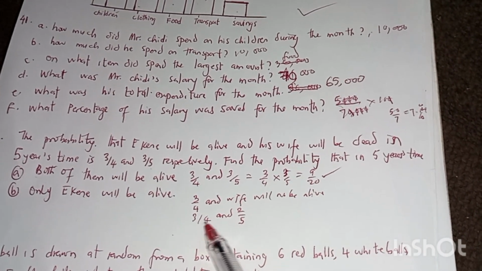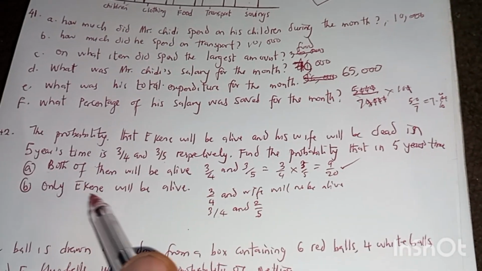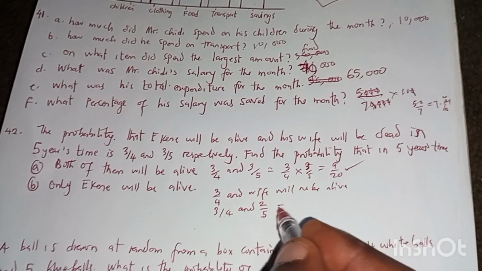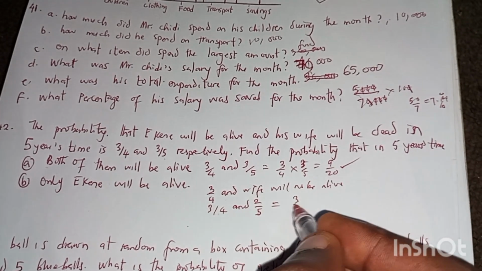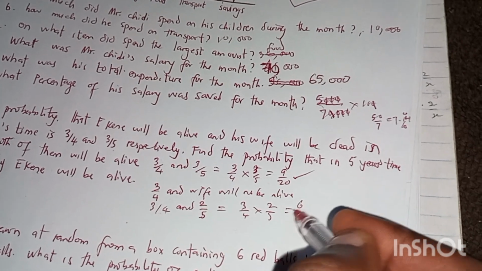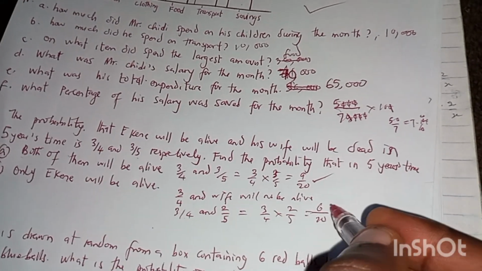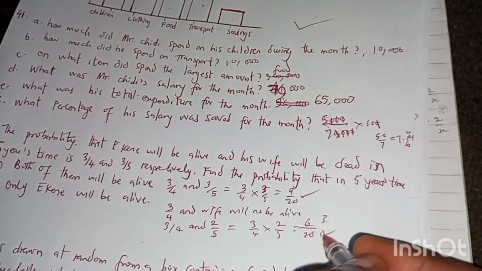So the probability that Ekene will be alive and his wife will be dead, that's what it means by only Ekene will be alive. And that's going to be 3 over 4 times 2 all over 5, which is going to be 6 all over 20. You can take it to the lowest term. 2 goes there, that's 3 all over 10.